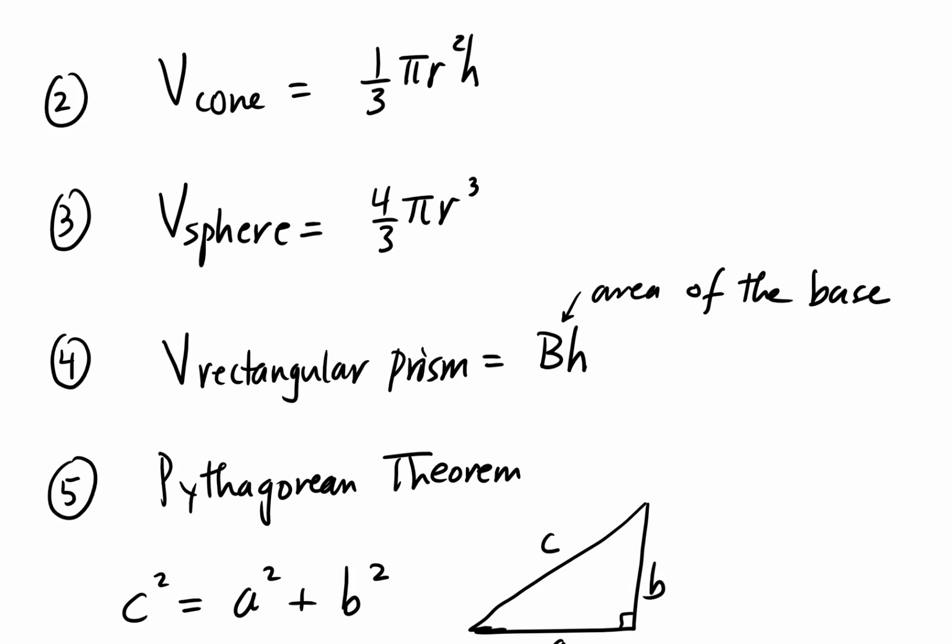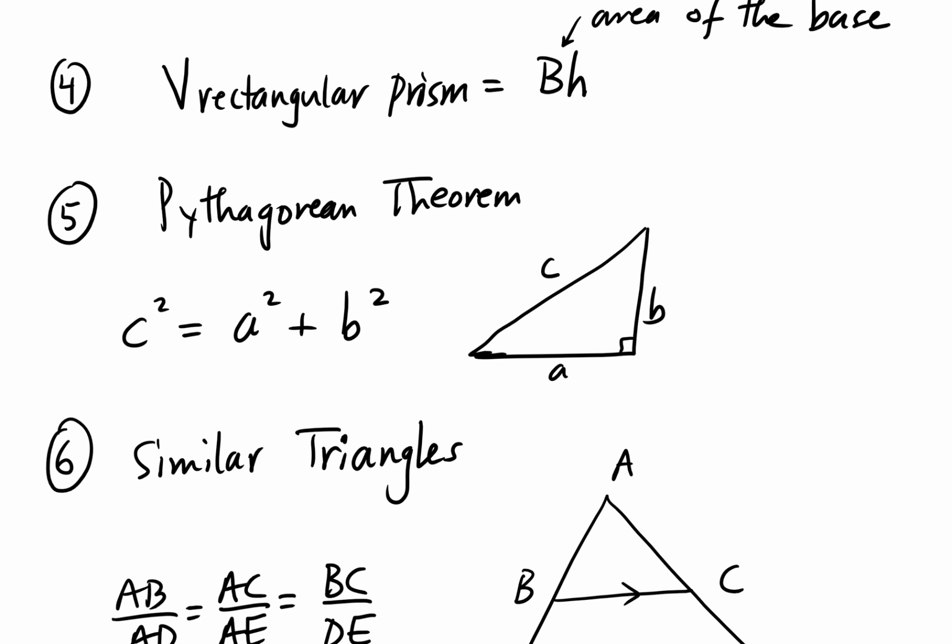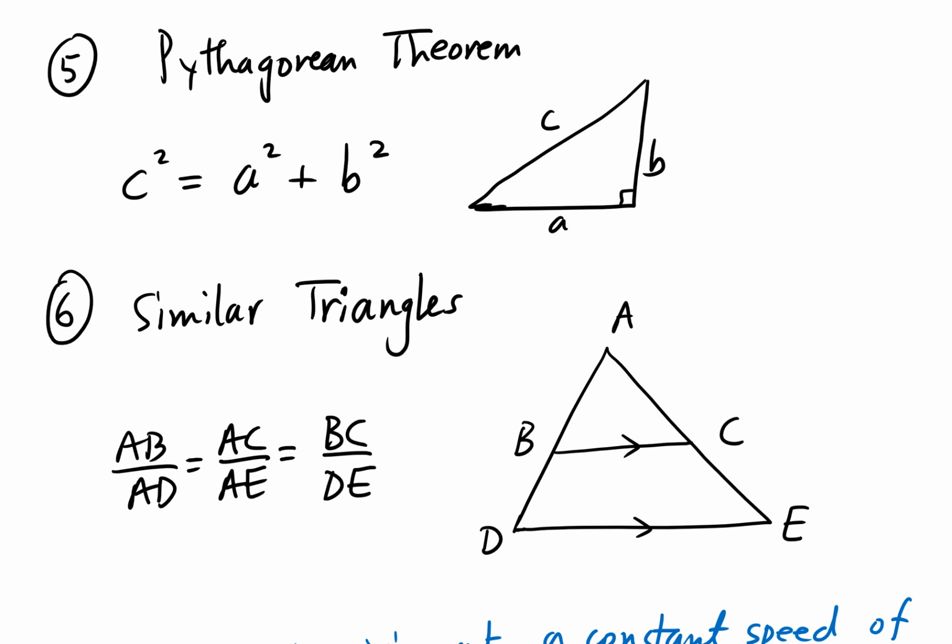Next thing is the Pythagorean theorem. Make sure you know the Pythagorean theorem. And similar triangles. If BC is parallel to DE, then AB to AD is equal to AC over AE, which equals BC over DE.